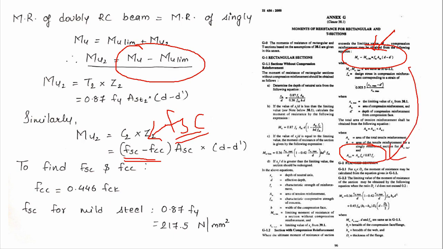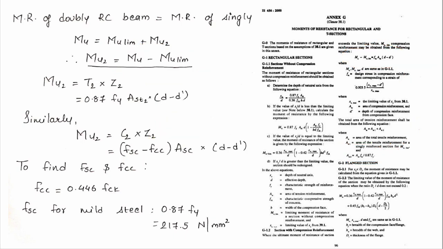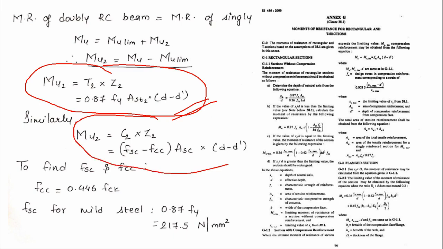So in both equations you can see the term FSC. There we will be substituting FSC as FSC minus FCC. Clear? So moving again, here you can see the equation to find Mu2, that is the moment of the doubly reinforced section. It can also be found from our stress strain diagram. If we take the moment of T2 into Z2, that is our force into perpendicular distance, this equation can be solved to find our Mu2. Similarly, using the compression force also we can find the moment of the doubly section.